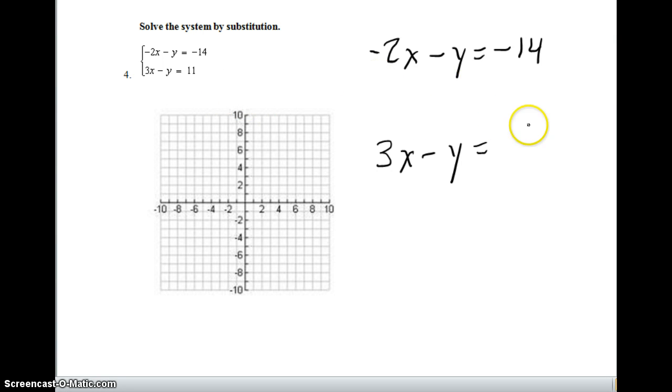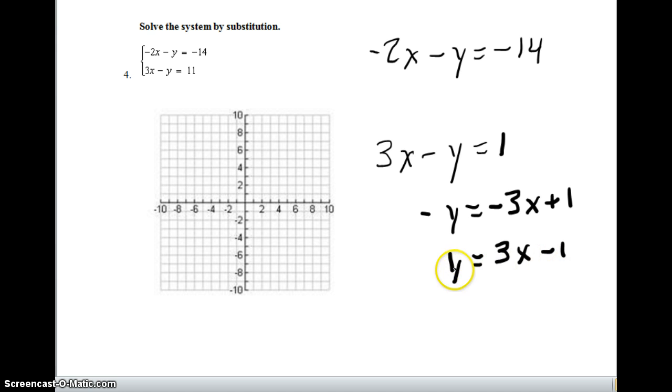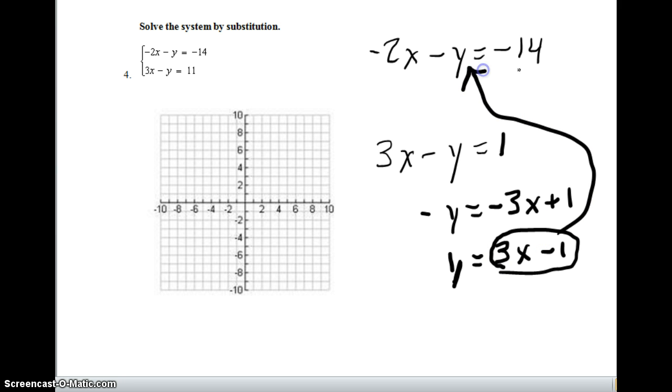Let's talk about using this one to solve by substitution. Here are the two equations. This one seems easiest to work with. I'm not sure exactly why, but I'm just going to pick this one. I'm going to subtract 3x from both sides. Reverse all the signs by dividing by negative 1. Now this is equal to y, so I'm going to plug this into this original equation.